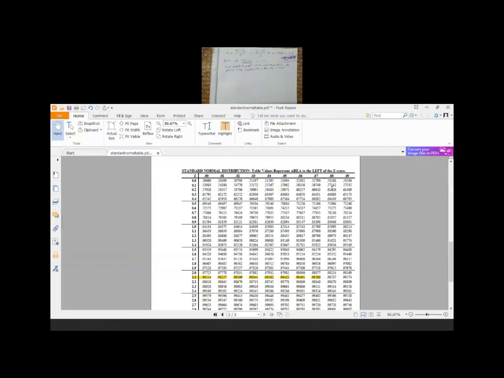Do you have any problems on how to select this value from the table?